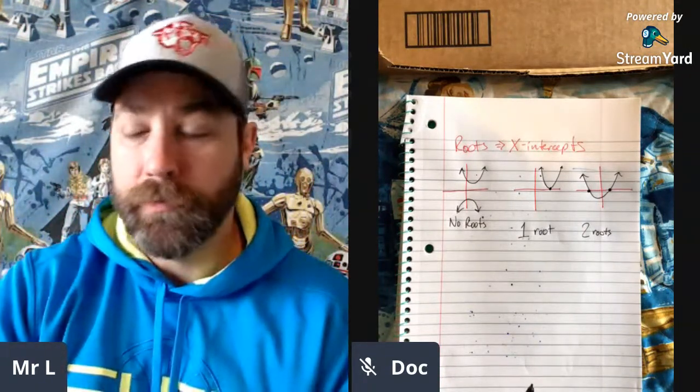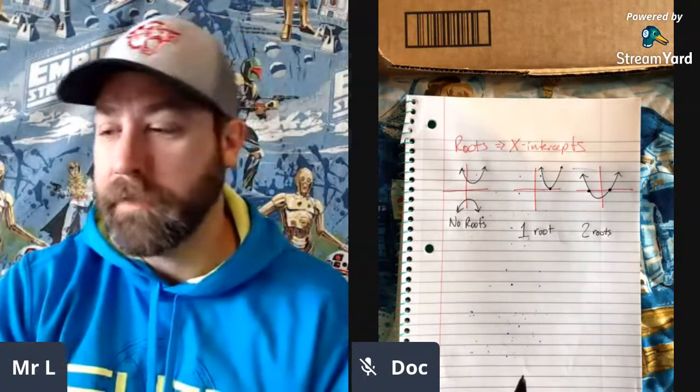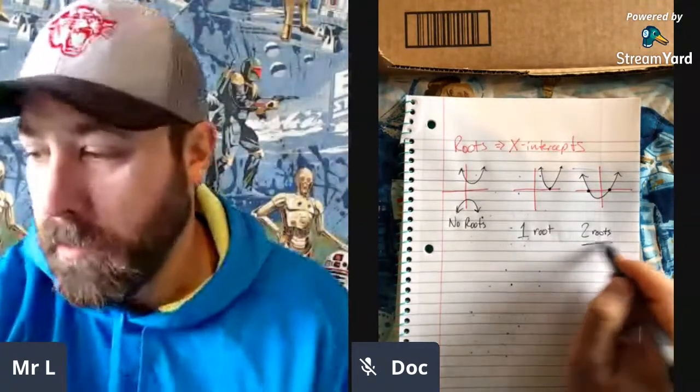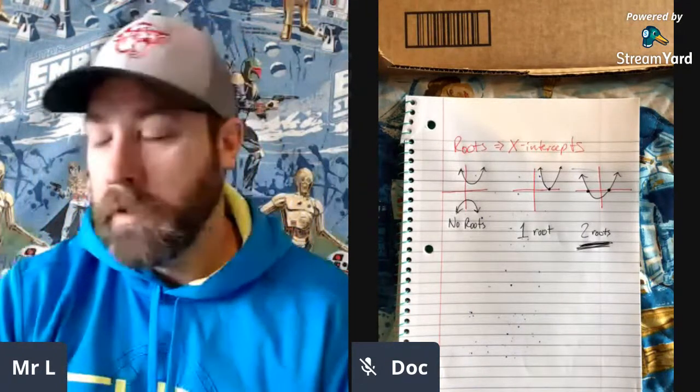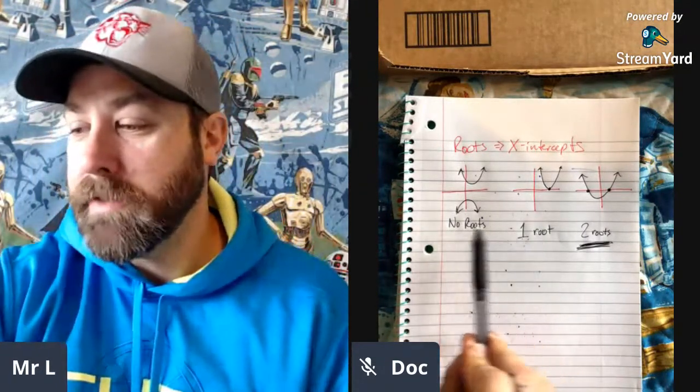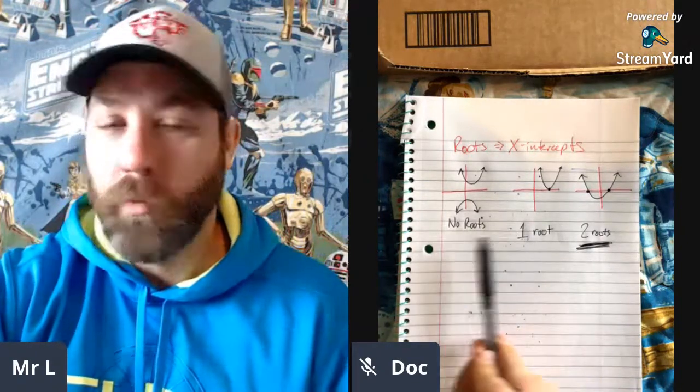You can have 0, 1, or 2 roots, but never more than that, and obviously you can't have less than 0. For these, you can also do the opening downward versions of those parabolas as well. The most common, and what we are going to focus on today, would be two roots. While the others are possible, we're not going to focus on them today.